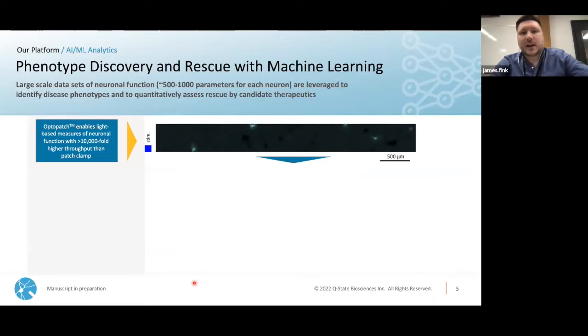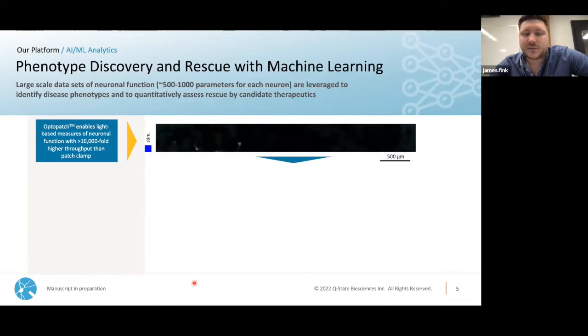So what you're seeing at the top is this movie, and you've seen this now several times. This is an actual field of view from one of our experiments. There's something like 300 to 400 neurons shown in this movie, and every flash you see is actually a neuron firing a set of action potentials.